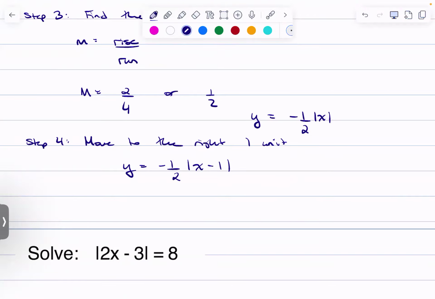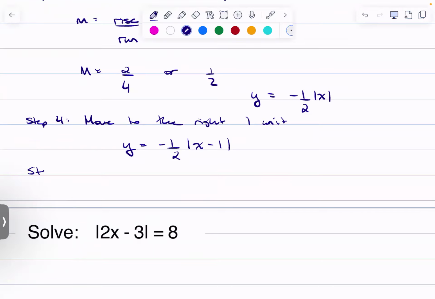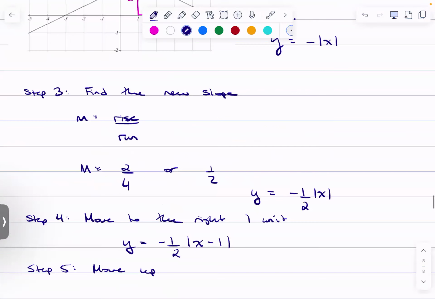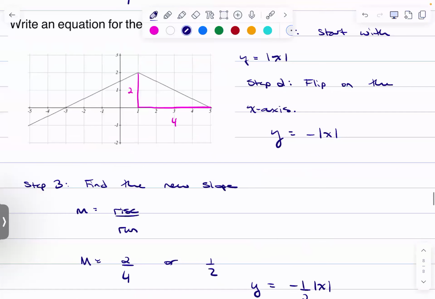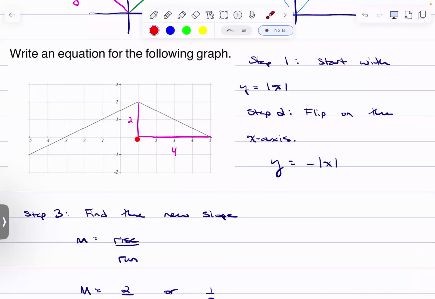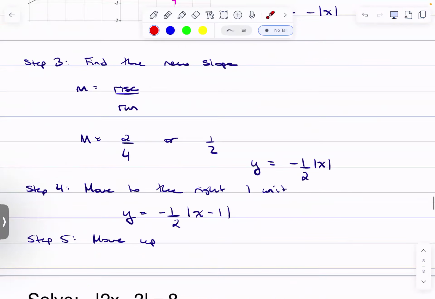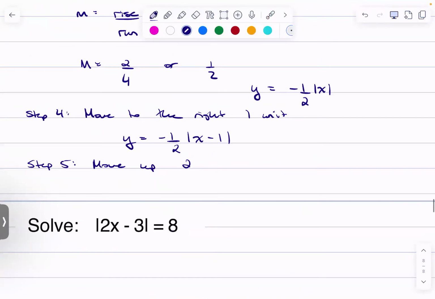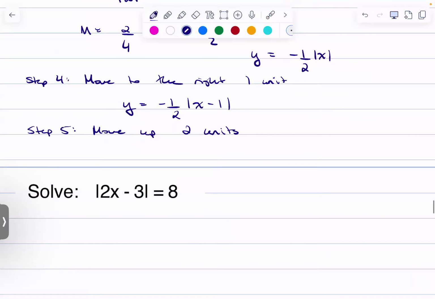Then I'll try to squeeze it in here. I'll do them out in the same go here. Step 5 would be move up 2 units. Move up from 1, 0 to 1, 2. Okay. So move up 2 units. So the final graph would look like negative 1/2 times the absolute value of x minus 1, and then up 2 units. So then I can add to y.